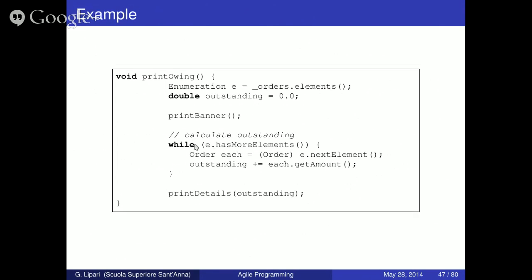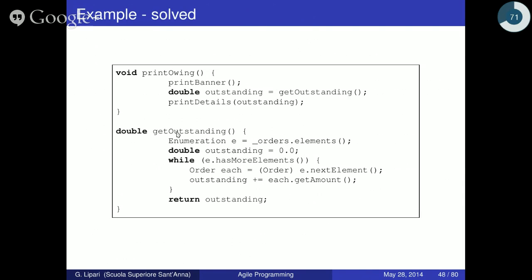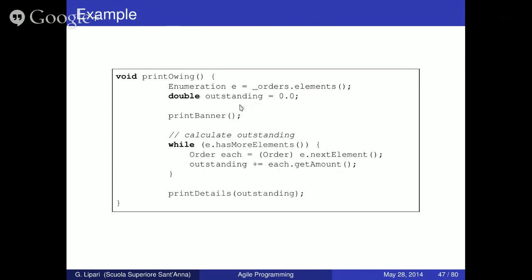And this piece of code uses E, and E is a variable that is used only in this piece of code you want to extract, and nowhere else. So you can actually take enumeration and put that as a local variable in the new method. So getOutstanding also contains enumeration E order elements. And then outstanding is something that you are going to use later on. It's the thing that you are going to calculate.